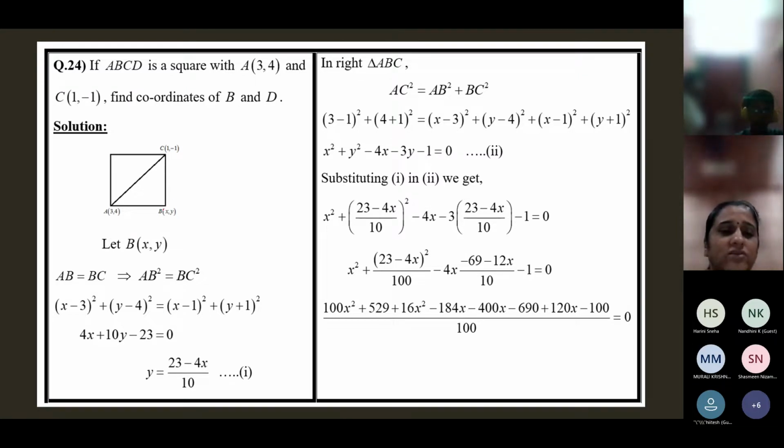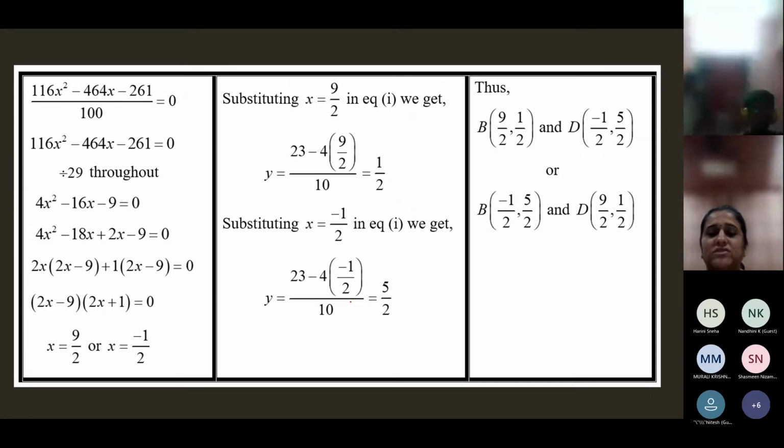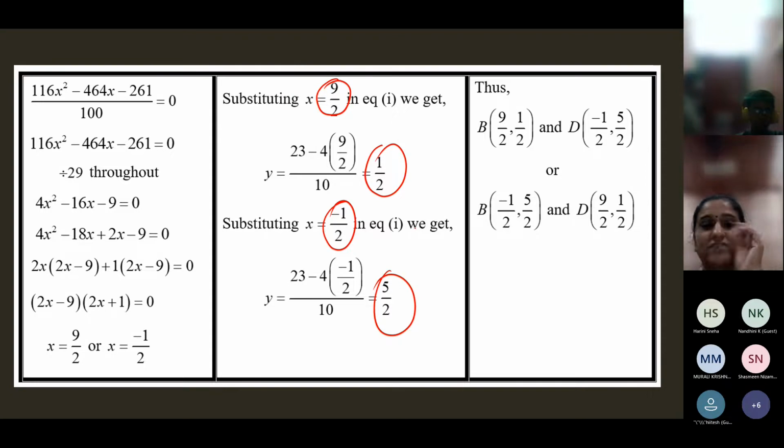So children, it's like this. You don't have to assume X and Y for both B and D. When you find the coordinates of B, you'll get 2 sets. So if one of it is B, the other one is D. See here, when X is 9 by 2, Y is 1 by 2. And when X is minus 1 by 2, Y is 5 by 2. So for X and Y itself, you get 2 sets of values. If one of it is B, the other one is D.